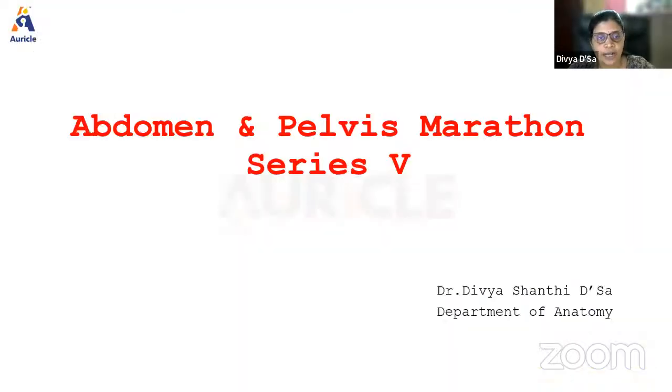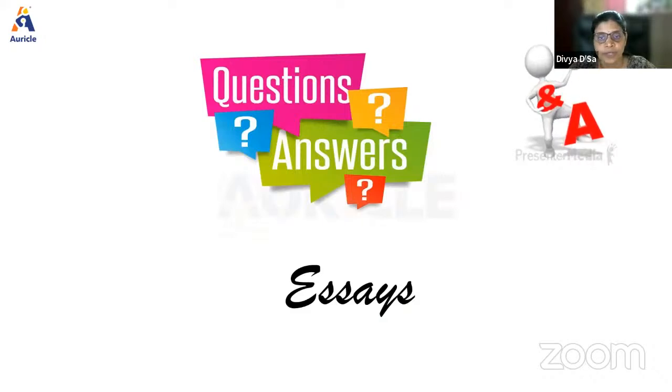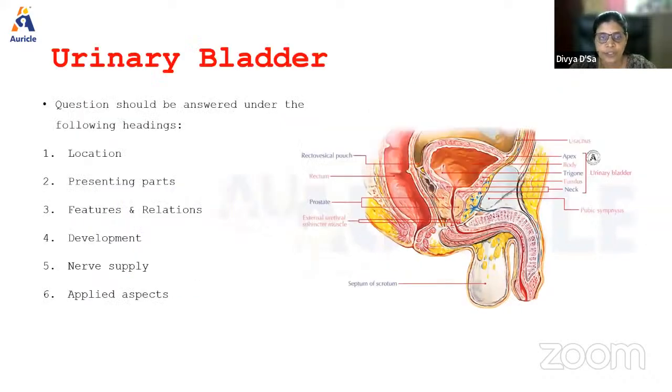So we shall begin with today's class, Abdomen and Pelvis, Series 5. Today we will be dealing with questions on urinary bladder, male urethra, uterus. Then also short answers: descent of testis, tracheoesophageal fistula, rotation of the midgut, and development of pancreas. First, coming to the essay questions. First question is urinary bladder. For this question, we need to answer the definition, the location, presenting parts, features, relations, a little bit about its development, nerve supply, and applied aspects.